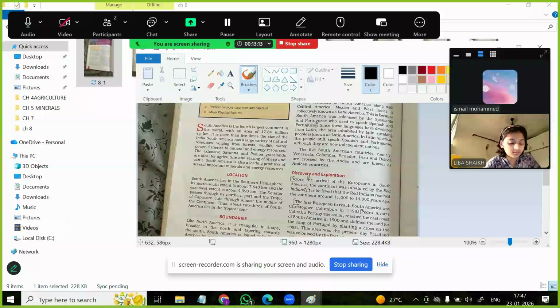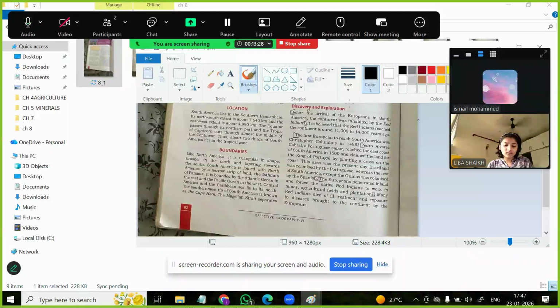Venezuela, Colombia, Peru, Ecuador, and Bolivia. So there are the mountains that are covered in these Andean countries. Those are called the Andes Mountains. Okay. Now, discovery and exploration.